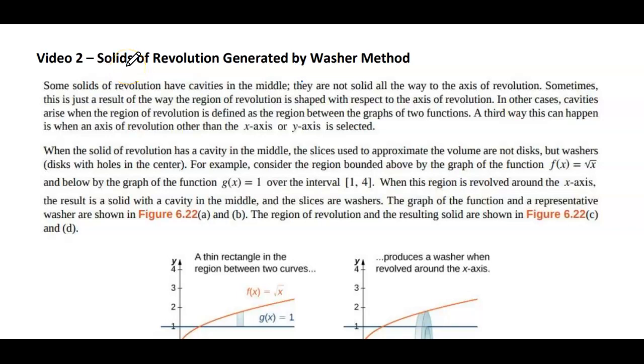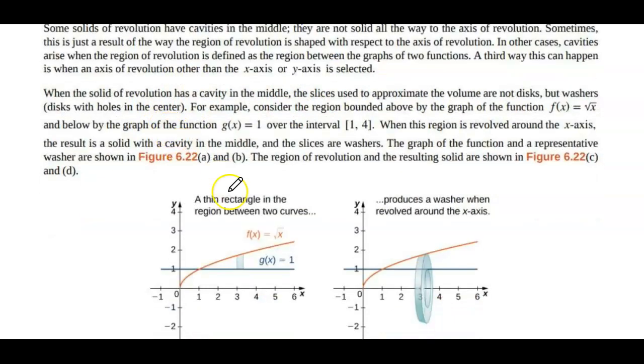All right, so unfortunately, not all of our volumes are going to be solid along their axis of revolution over the entire region that we are revolving. If they are not solid all the way around the axis of revolution, then we are going to have to use what's called the washer method. Sometimes, again, this is just a result of the way that it's being revolved, or maybe you actually have something that has a full hole inside of it that you are moving around.